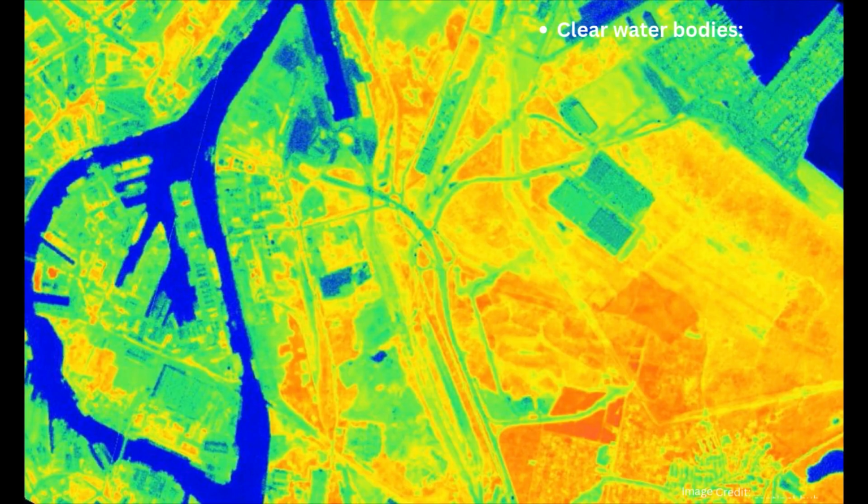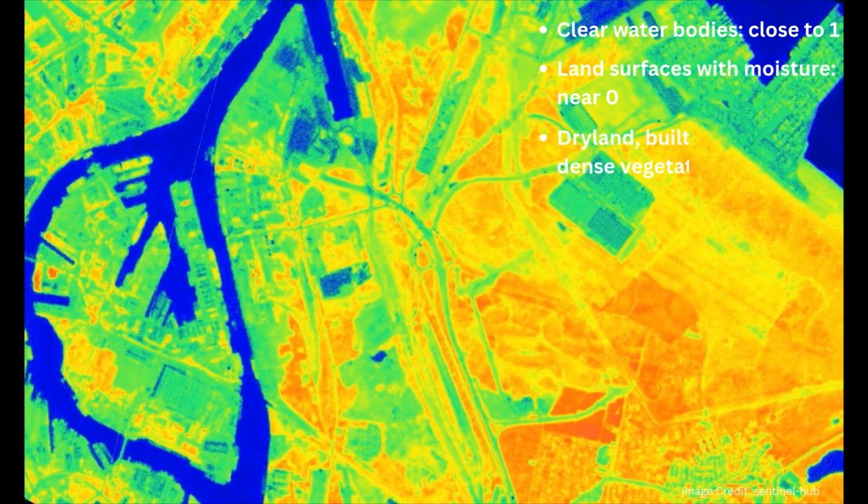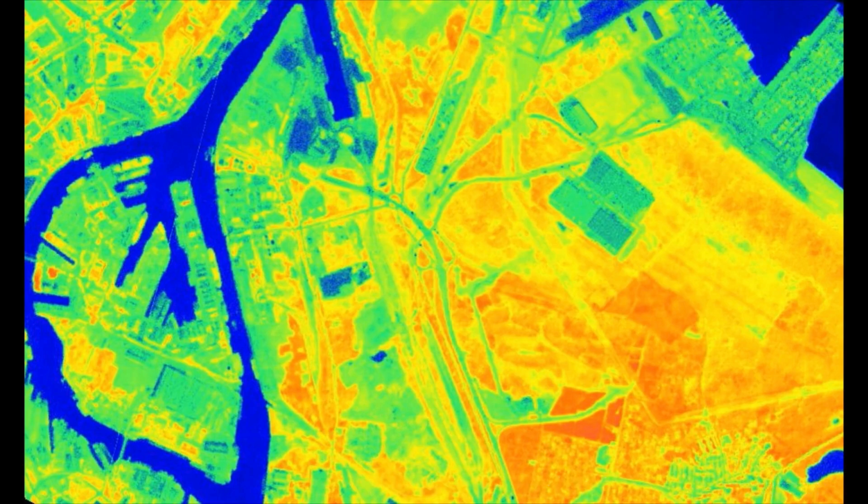NDWI close to 1 signifies clear water bodies. NDWI near 0 signifies land surfaces with moisture. NDWI below 0 signifies dry land, built-up areas, or dense vegetation. And just like the others, this formula also keeps values between -1 and 1.